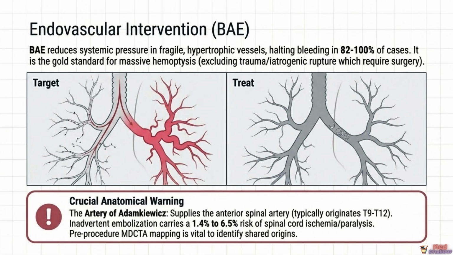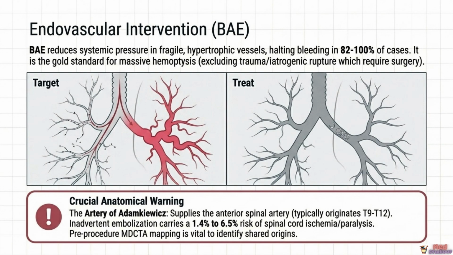Bronchial artery embolization, BAE, is the definitive interventional treatment for massive hemoptysis and the current gold standard, excluding cases caused by trauma or iatrogenic vascular rupture, which requires surgical repair. The procedure works by introducing embolic material, typically polyvinyl alcohol particles or coils, into the hypertrophic bronchial arteries, blocking blood flow and collapsing systemic pressure in these fragile vessels. BAE achieves immediate hemostasis in 82 to 100% of cases, a remarkably high success rate for a non-surgical intervention.